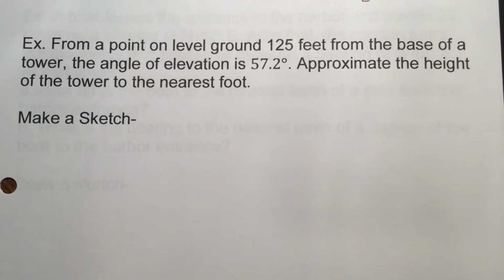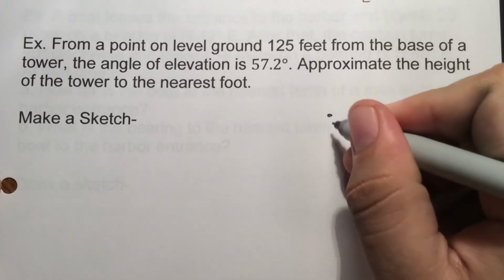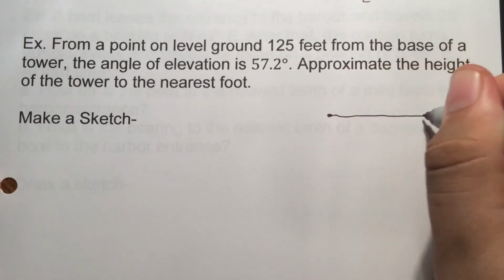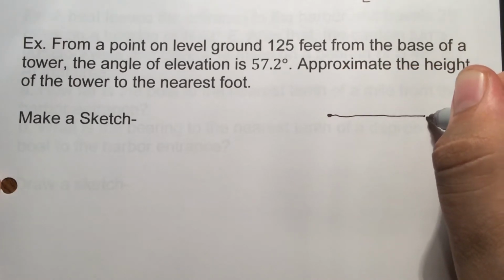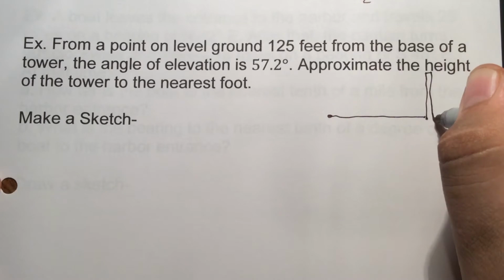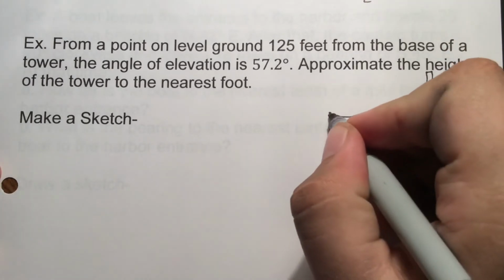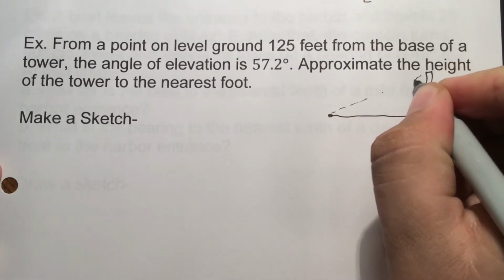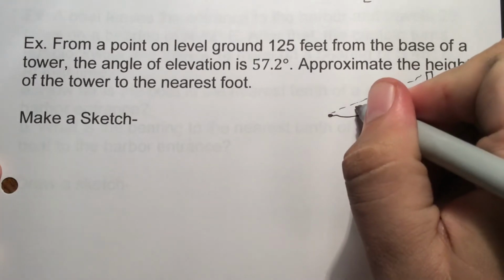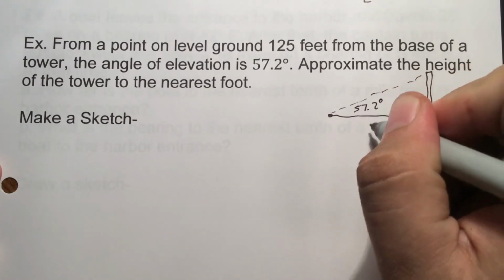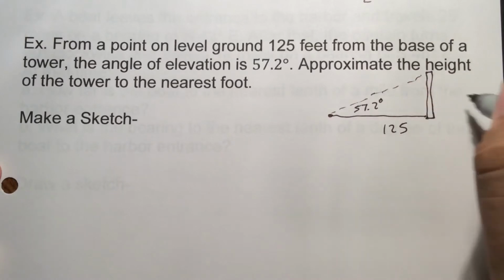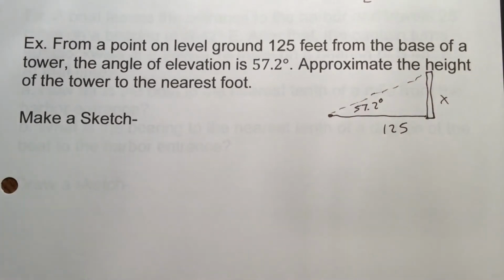So a lot of times with these, it's going to be easier if you draw out the sketch so it'll help you visualize what's going on. So, if we're at a point on level ground, right here, we're going to be 125 feet away from a tower. So, tower. That angle of elevation up here then is 57.2 degrees, and this was 125. So we're looking for our height of our tower over here.